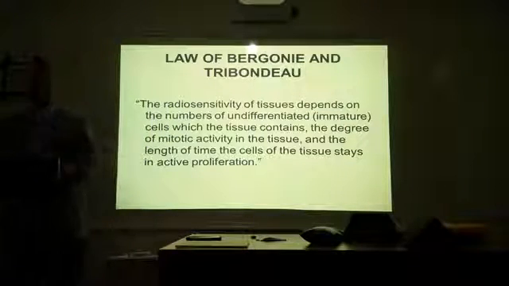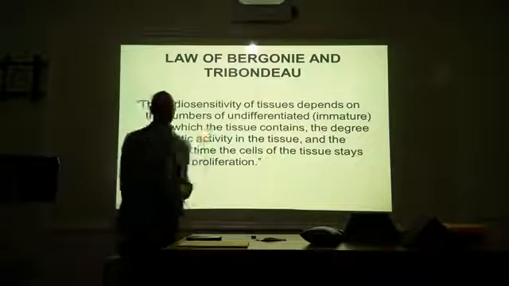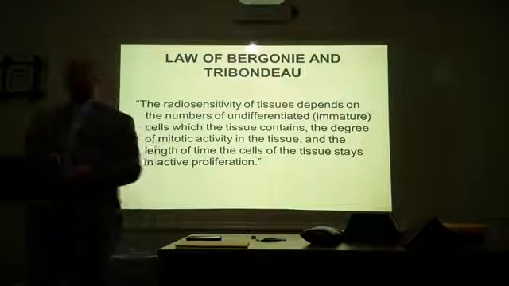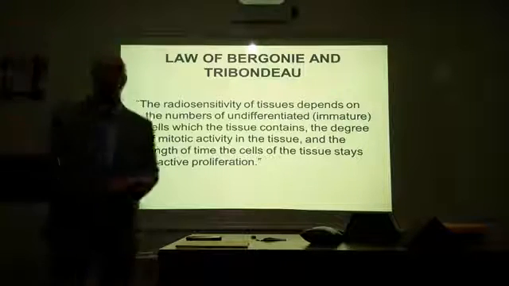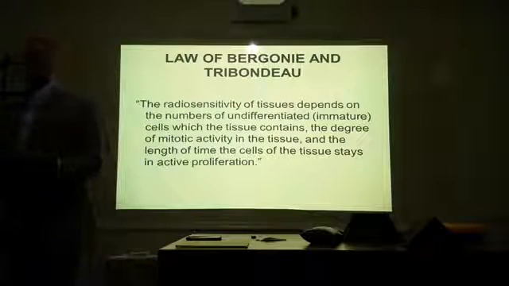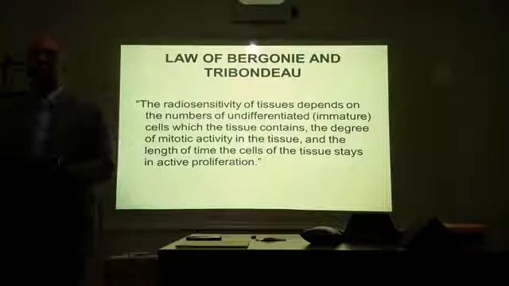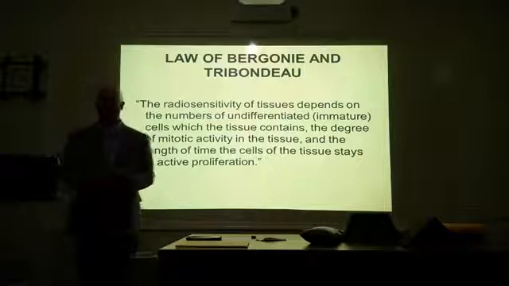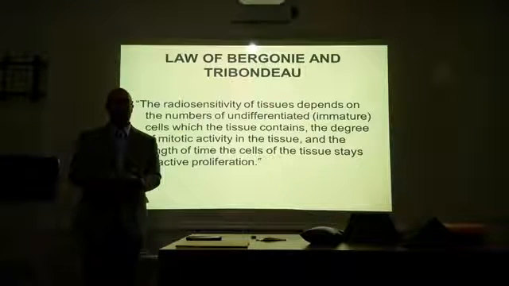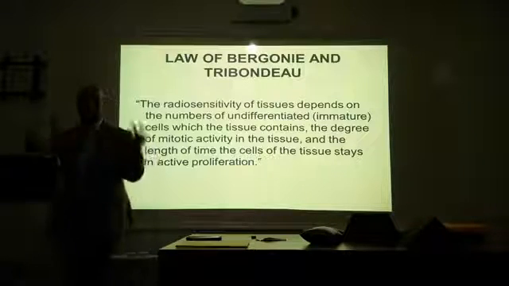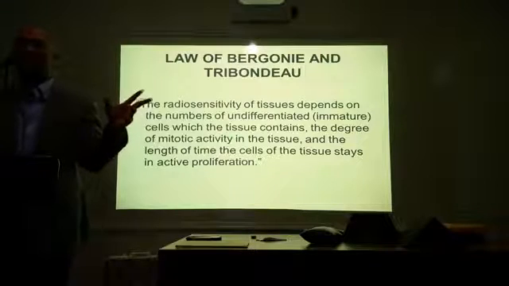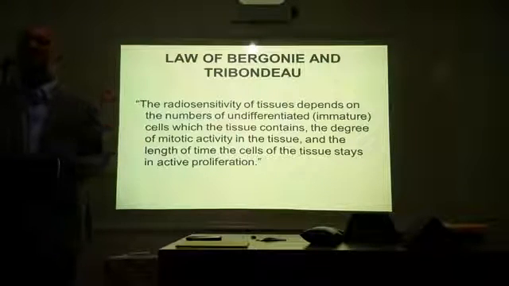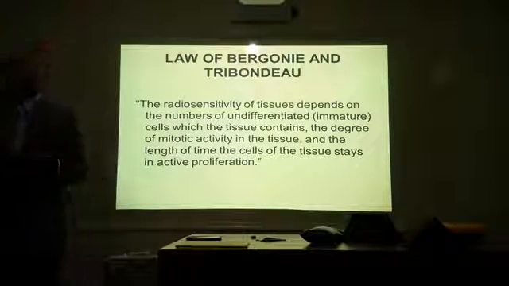And what they're talking about here is undifferentiated cells, cells that don't have a function yet. Once they have a specific function, when they become a nerve cell, a muscle cell, a blood cell, now we're able to determine the radiosensitivity. But if there is no assignment to them, if they don't have a function, they're just a cell, a stem cell, they're going to be radiosensitive.